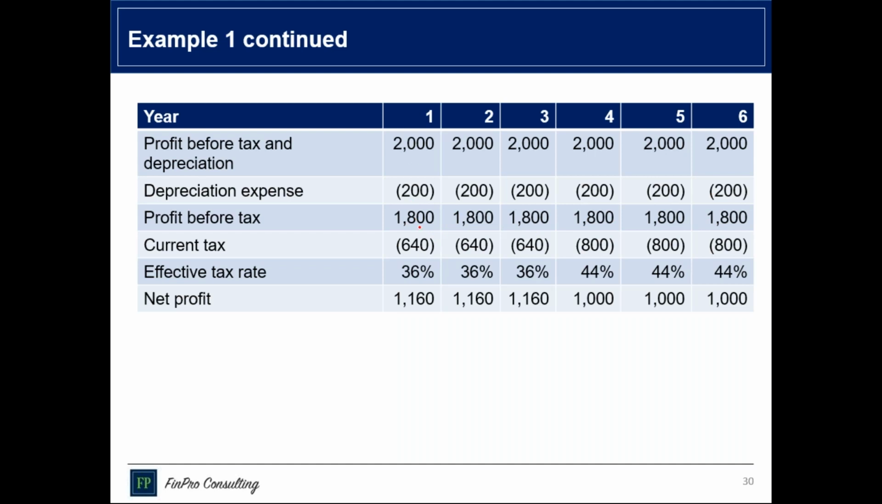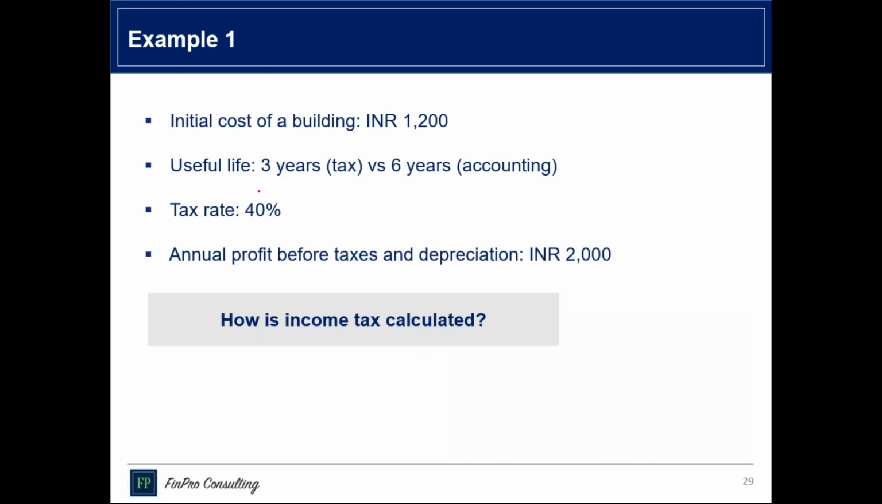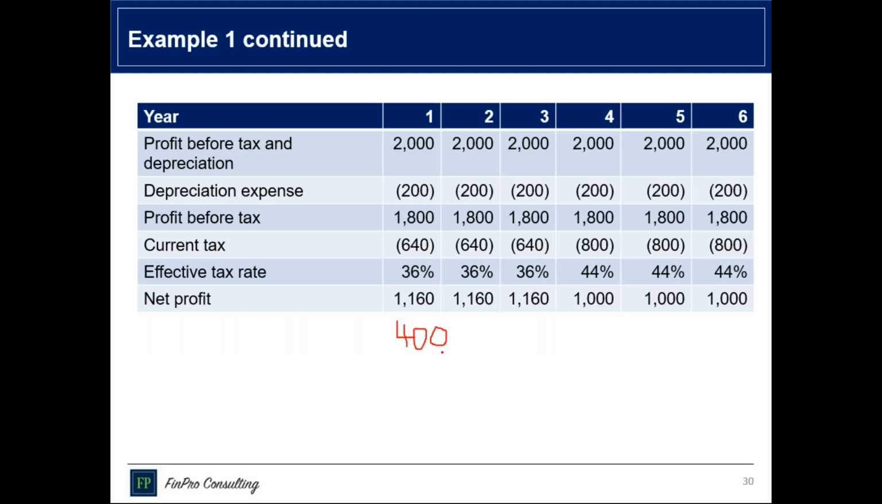Now, in the first year, I will first have to calculate the current tax. So how is current tax calculated? Profit before tax and depreciation minus depreciation as per Income Tax Act. So as per Income Tax Act, the depreciation will be 400 because the asset will be depreciated over 3 years. 3 years in tax, and the value is 1200. So 400, 400, 400. Right? So 400 is my tax depreciation.